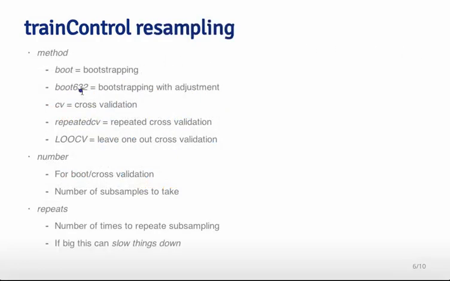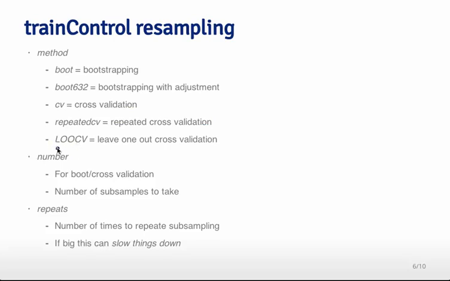For resampling, there are a bunch of methods that are offered. So this is again passed to the train control function. You can use standard bootstrapping. You can use bootstrapping that adjusts for the fact that multiple samples are repeatedly resampled when you're doing that subsampling. This will reduce some of the bias due to the bootstrapping. You can use cross-validation, which is a method that we've talked about in previous lectures. You can also use repeated cross-validation if you want to do sub-cross-validation with different random draws.